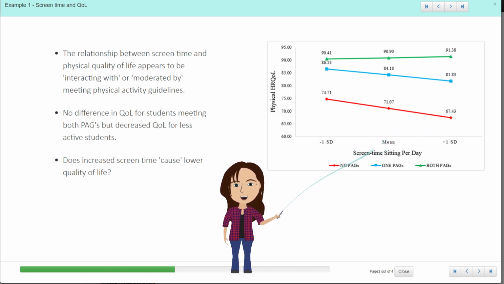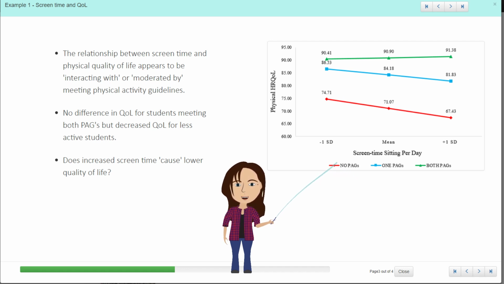So the fact that sitting in front of a screen is having a different effect depending on whether or not you're meeting your physical activity guidelines, one, it's very interesting, and two, we would call that an interaction effect, or it's a moderation effect is how they describe it in the article.